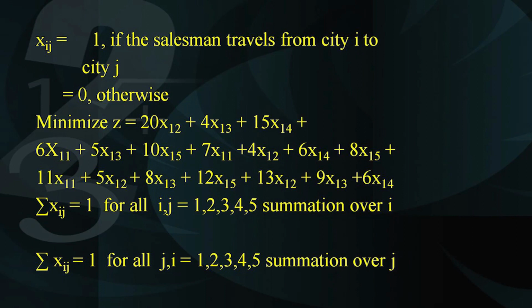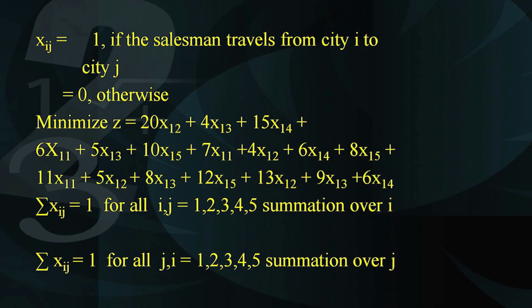Xij, this is the first step, that is identification of the decision variables. Xij are the decision variables and it takes the value 1 if the salesman travels from city i to city j, and it takes the value 0 otherwise. So, these types of problems are called 0-1 programming problems. This is a specialized kind of problem where the decision variables take only 2 types of values, either 1 or 0.